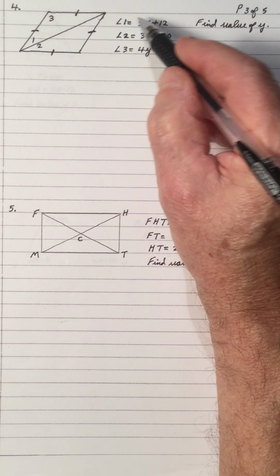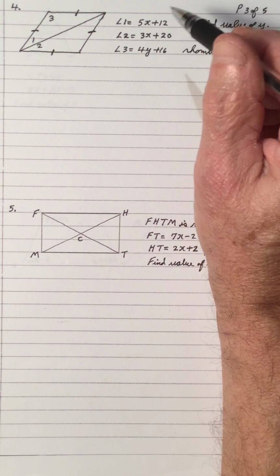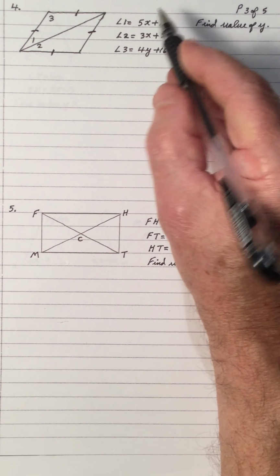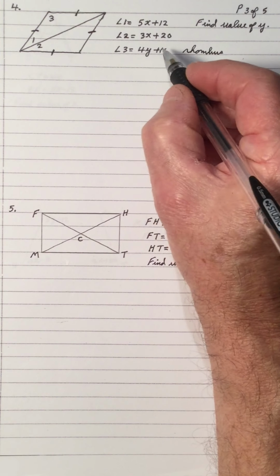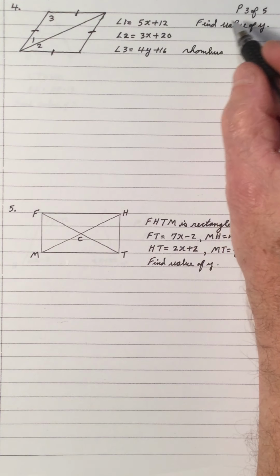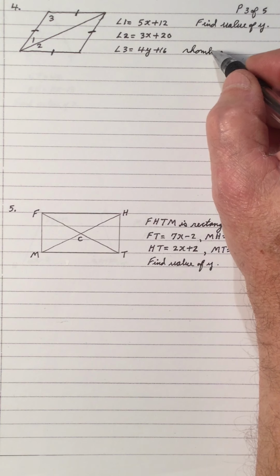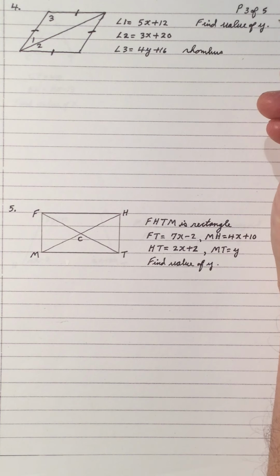So it says angle 1 is 5x plus 12. Angle 2 is 3x plus 20. Angle 3 is 4y plus 16. And it says find the value of y. Now we have a rhombus. So what are the properties of a rhombus?